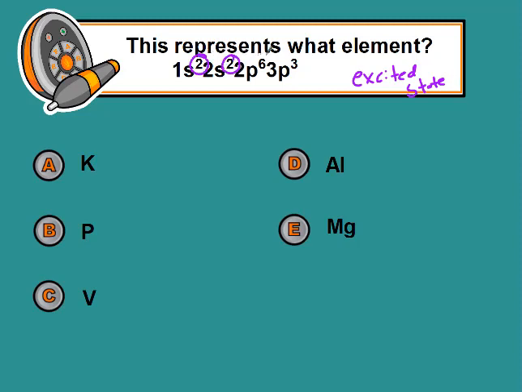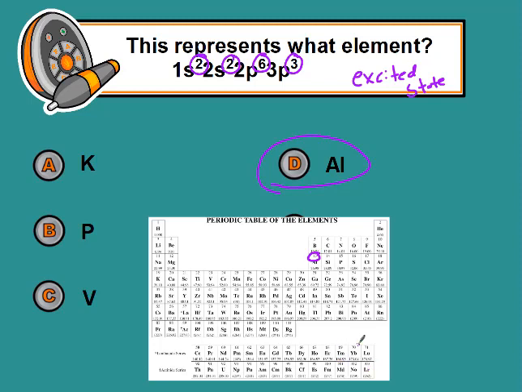So you have 2, 4, 10, 13. 13 has to correspond to aluminum. Notice though that is not the ground state. So the ground state electron configuration would have been 1s2, 2s2, 2p6, 3s2, 3p1. So this would have been the ground state. But when given an electron configuration, sometimes you'll be given an excited state. It can't stay in an excited state forever. It comes back down to this ground state.